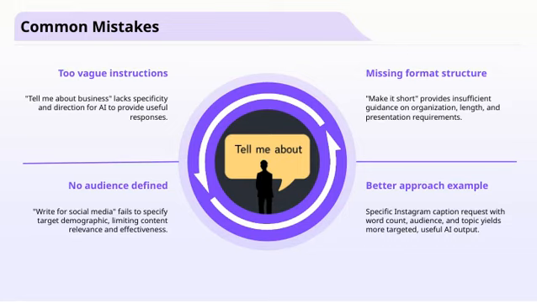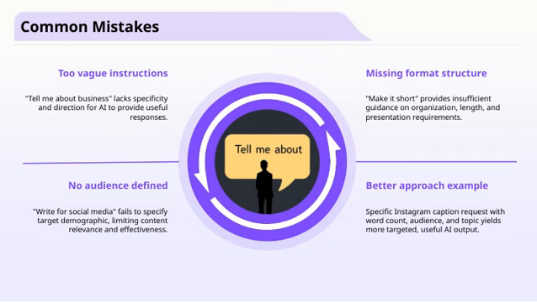Let's talk about some common mistakes to avoid when giving instructions to AI. First, vague instructions can be a real problem. For example, saying, "Tell me about business," is too broad and lacks the specificity needed for the AI to generate useful responses. The more general your request, the less targeted the output will be.